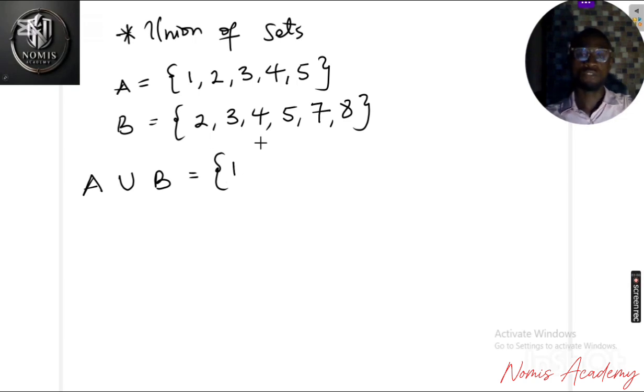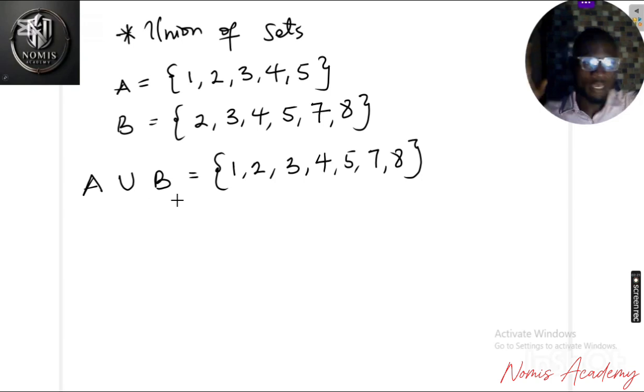So we have 1. So we have 2 and 2. So I don't have to write 2 twice. I'll just write 2. Then what about 3? Yes, I have 3 somewhere. I have 4 somewhere. I have 5 somewhere. Do I have 6 anywhere? No. And then 7 and 8. So we find out that the elements that we have in A union B are in A or B, right? So this is A union B. I hope you understood this part of union of sets.